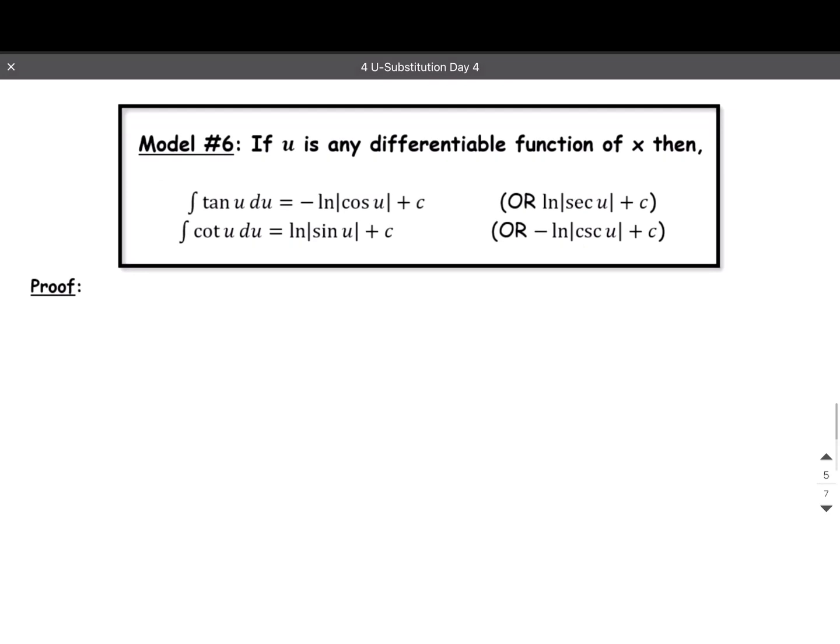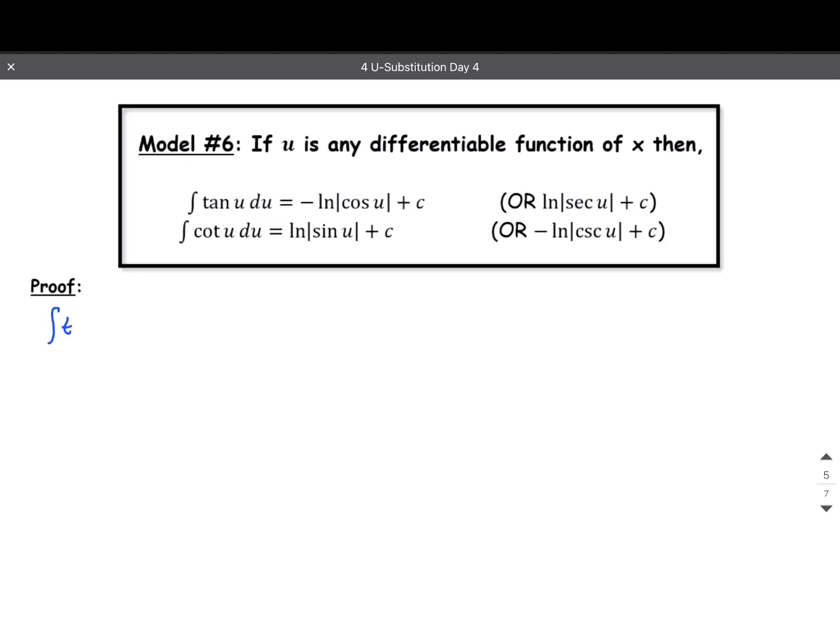Now, if u is any differentiable function, here's a new one, the integral of tan u du. We've never taken a derivative of something and gotten tan u as the answer, nor have we ever taken the derivative of something and gotten cotan of u as an answer. Well, it turns out that the integral of tan u du is the negation of the natural log of the absolute value of cosine u plus c. Or it's also the same as the natural log of the absolute value of secant u plus c. Interesting, right? How does that work? Well, let's take a look.